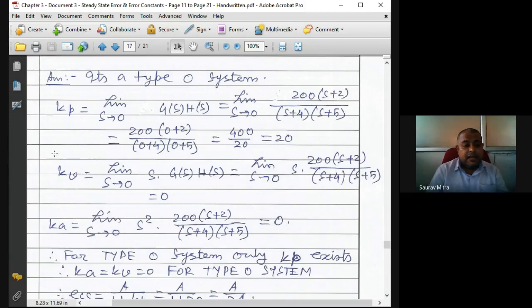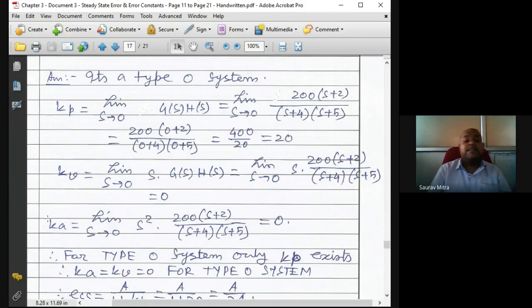Find Kv for the type 0 system, S into GS into HS. Substitute limit S tends to 0. So this S is here and this is GSHS. Now substitute S equal to 0. Only because of this S here, the whole Kv value will become 0. So if it is a type 0 system, then the velocity error constant will be equal to 0. So this is the understanding. For a type 0 system, the positional error constant will become finite. For a type 0 system, the velocity error constant will become equal to 0.